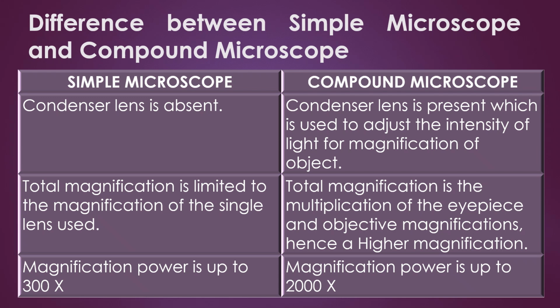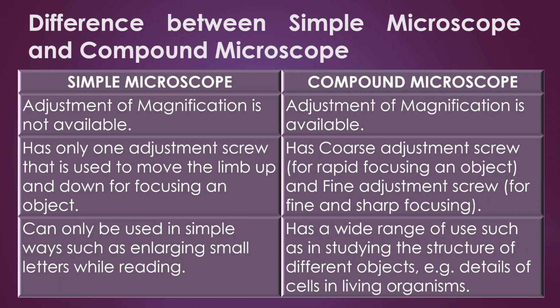The magnification power of the simple microscope is up to 300x, and the magnification power of the compound microscope is up to 2000x. And in the simple microscope, adjustment of the magnification is not available. But in the compound microscope, the adjustment of magnification is available by means of three types of optical lenses like 10x, 40x and 100x.